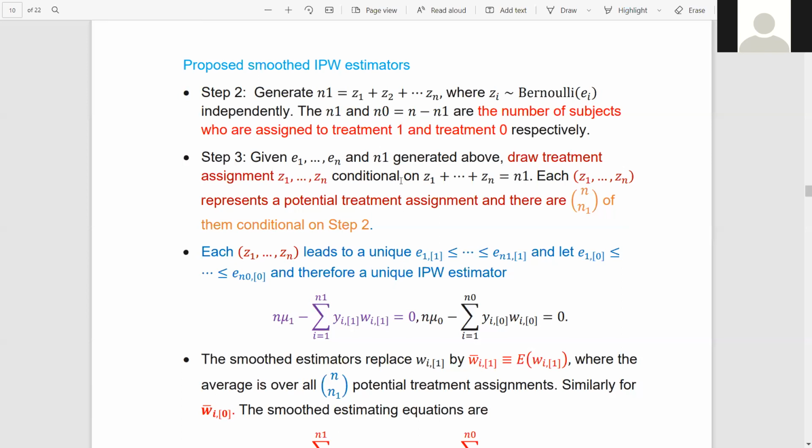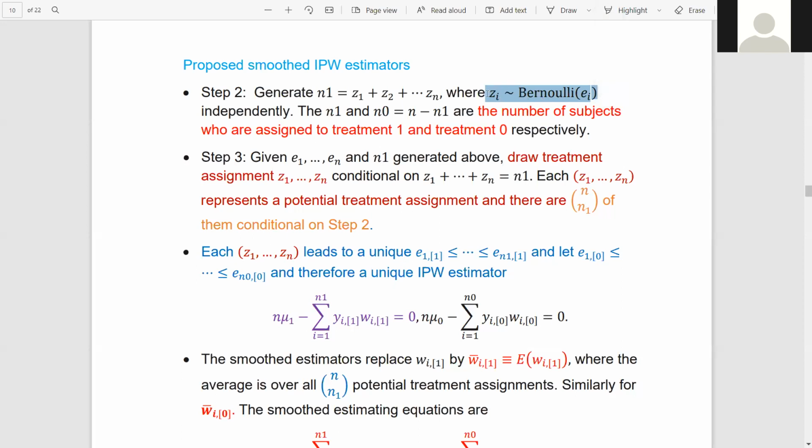Let me know if my understanding of the usual way is correct. The usual way is you just do this Bernoulli trial for E_i, for i equals 1 to n. Then you determine a sequence of Z_i, which is the treatment assignment, the treatment allocation. Is that right? Yes, that's the usual way.